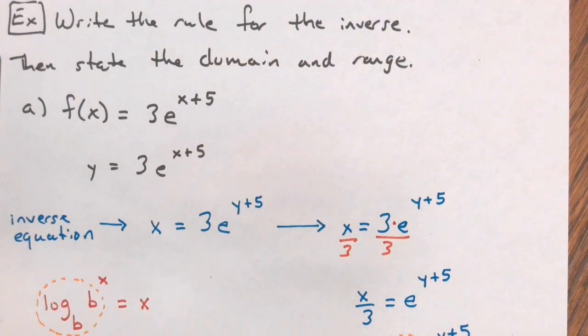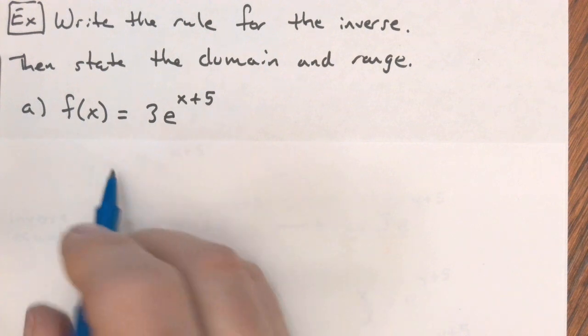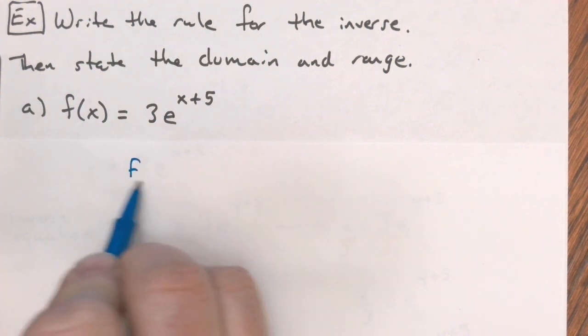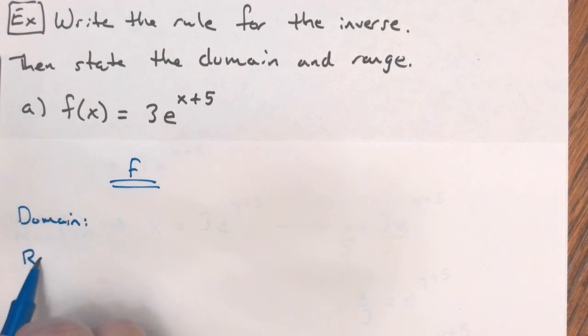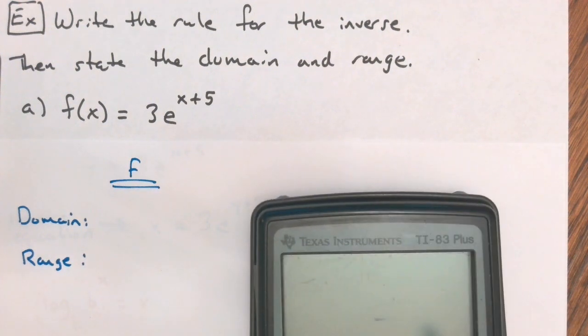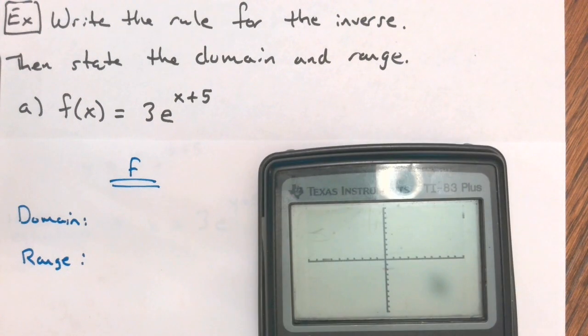You can do that a couple of different ways. Here's what I'm going to do. I'm going to take a look at the graph of function f, and I'm going to write down the domain and the range looking at the graph. There's more than one way to go through and do this, but that's how I'm going to start this. So let me take our original equation here. It is 3e raised to the x plus 5 power. And I'm going to hit the graph button and take a look at the graph.